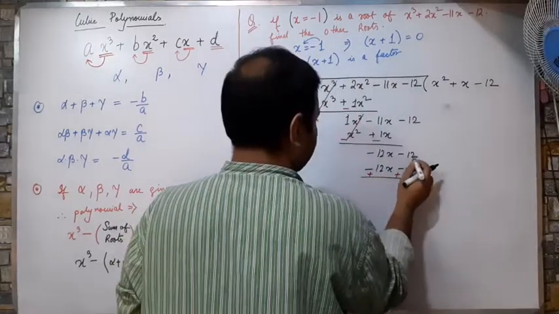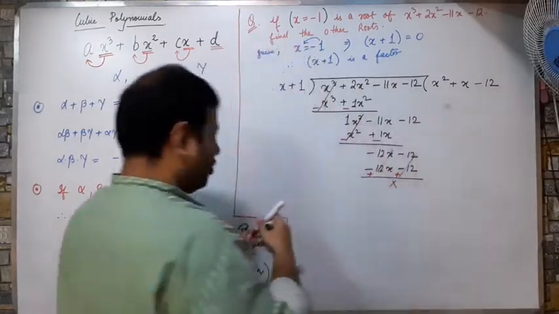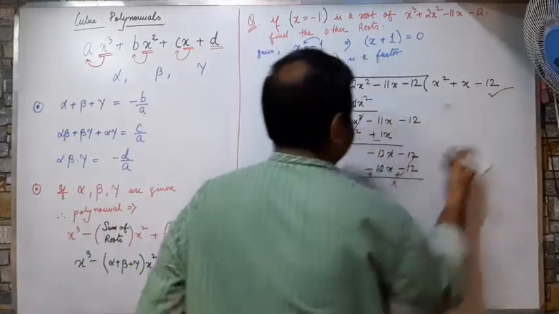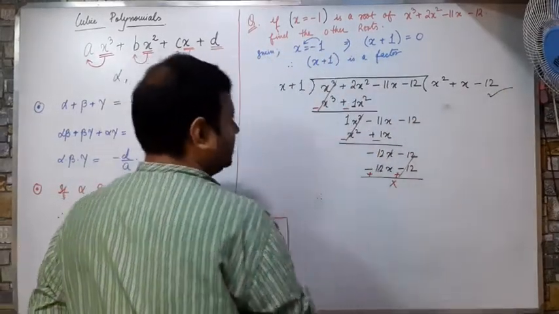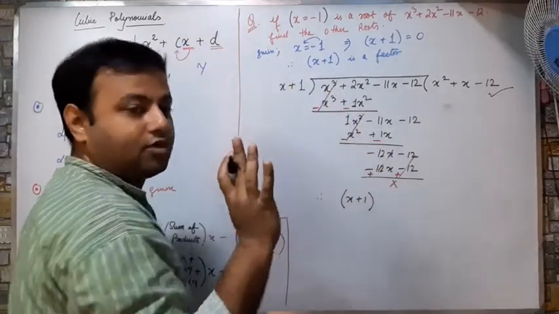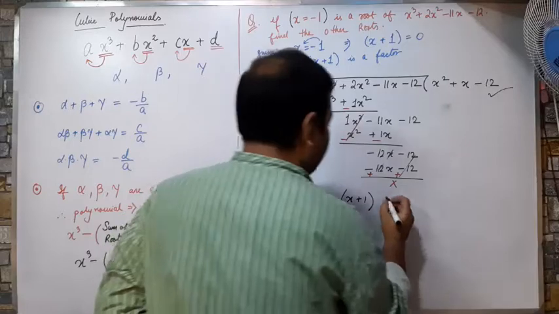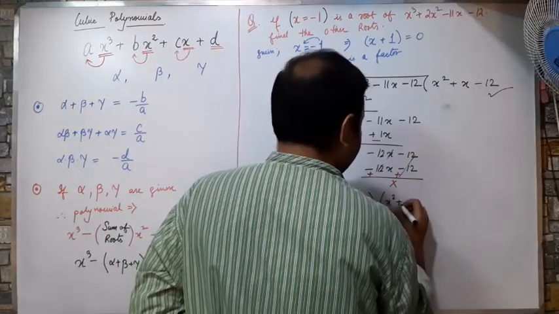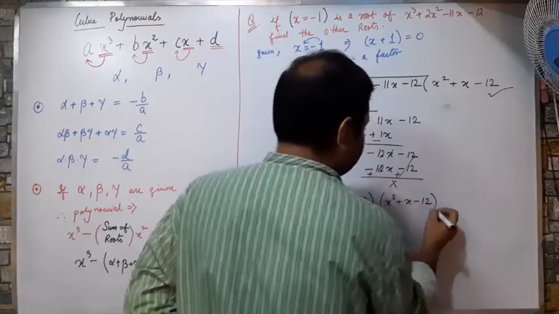Plus plus both cancel. So I have got this as my answer. So what are the zeros that I have obtained? I have obtained already a zero, that is x plus 1. x plus 1 was already a zero. And then I have got this one, x square plus x minus 12.